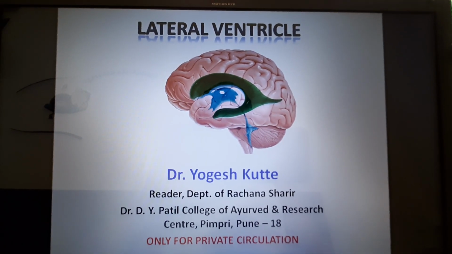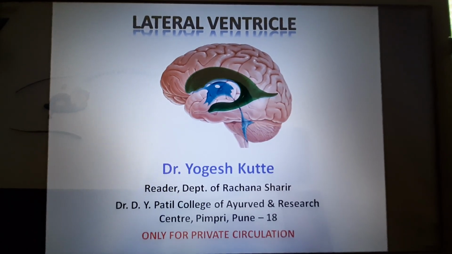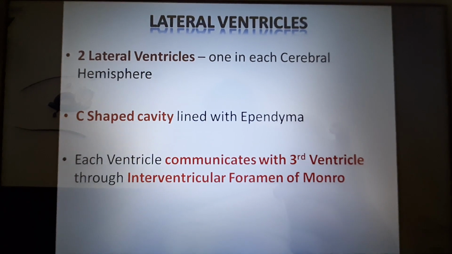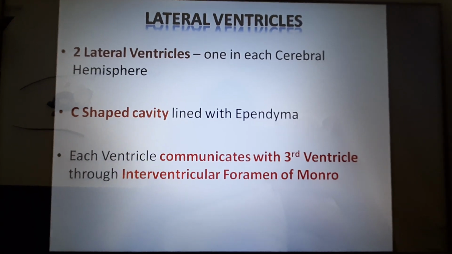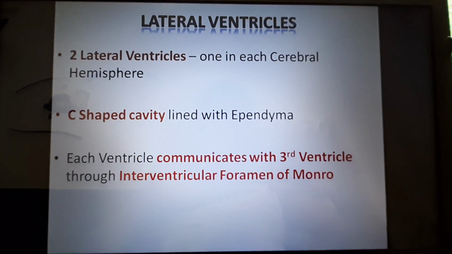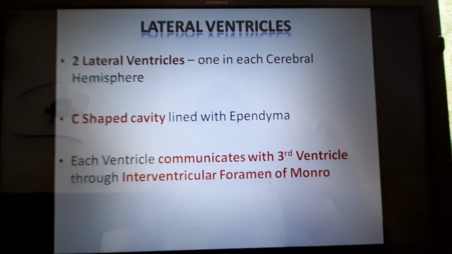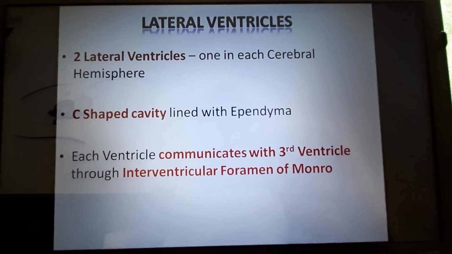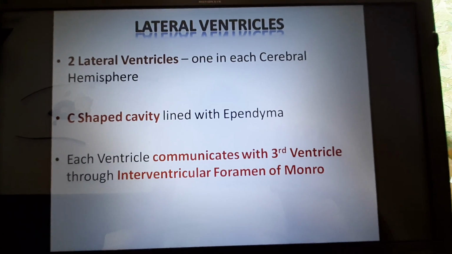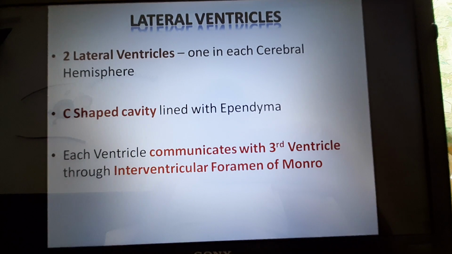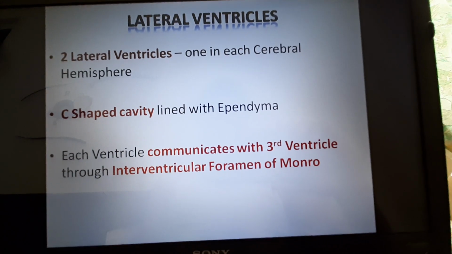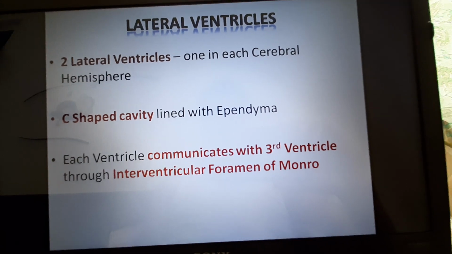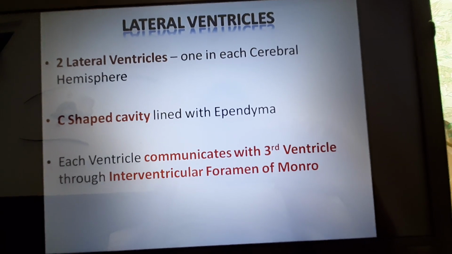We will be now looking at the lateral ventricle. As we all are aware, the ventricles of the telencephalon, that is the cerebrum, are called the lateral ventricles. There are two in number, one in each cerebral hemisphere. The lateral ventricle is basically a C-shaped cavity which is lined with ependyma. Each lateral ventricle communicates with the third ventricle of the diencephalon through an interventricular foramen of Monro.